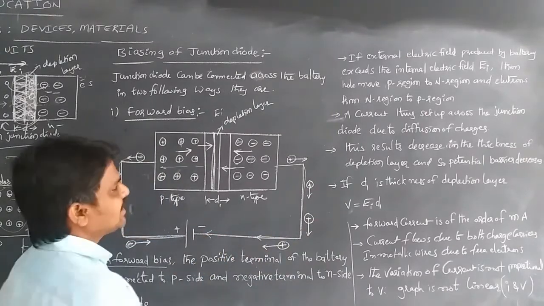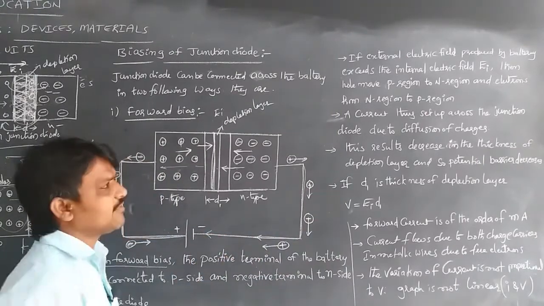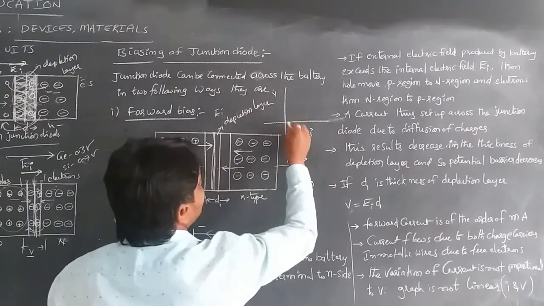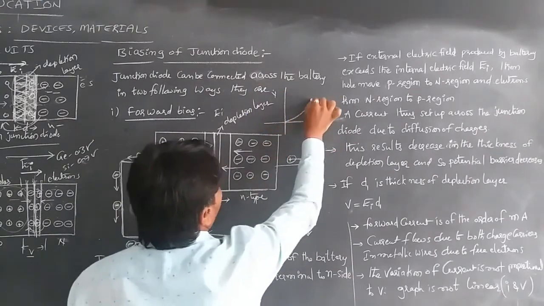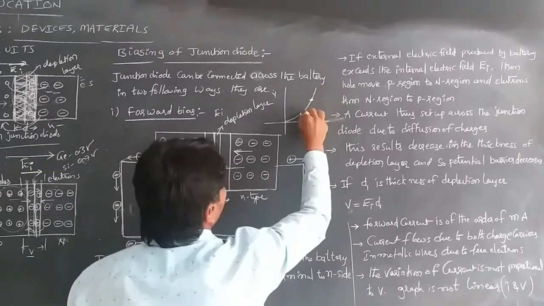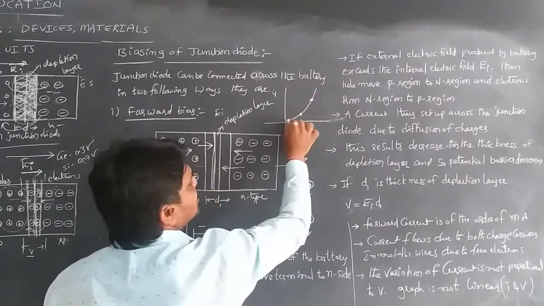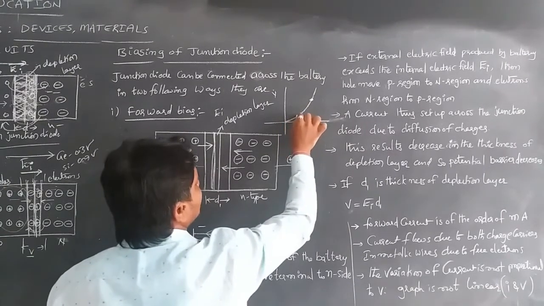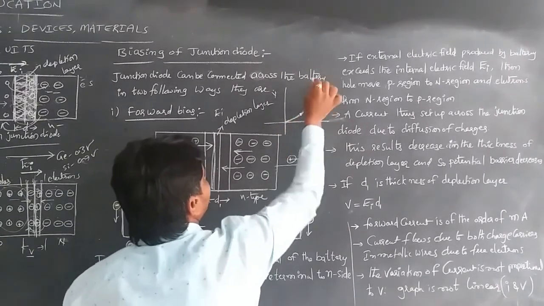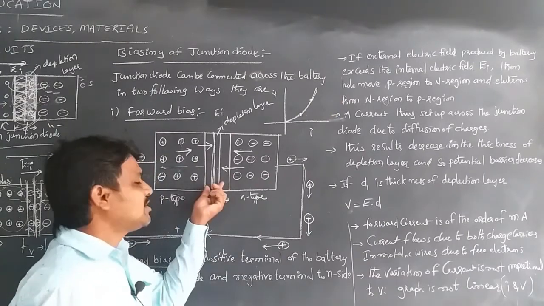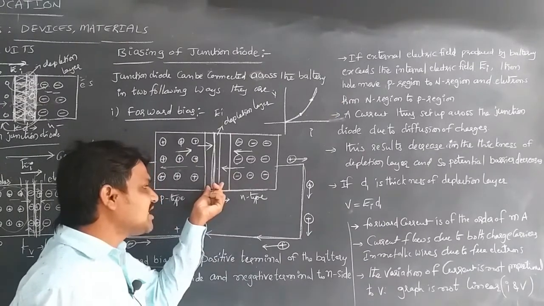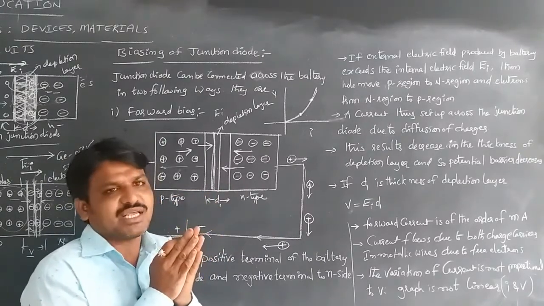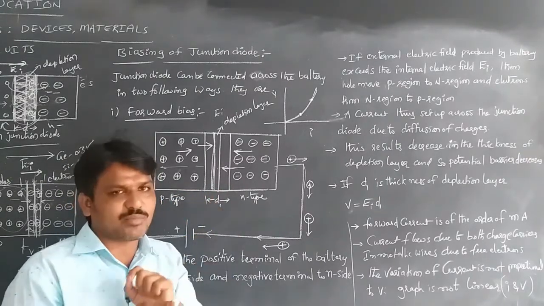So if we draw a graph between current and voltage, the graph will be like this. At the initial stage there is not much increment of current with voltage, but then the current goes on increasing because the thickness of the depletion layer decreases. Until the depletion layer decreases, the current flows normally.